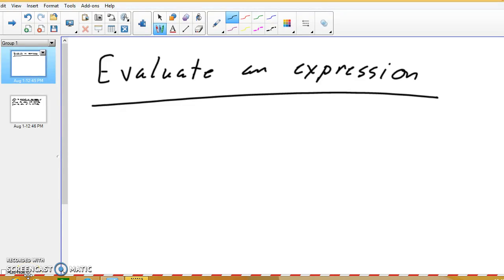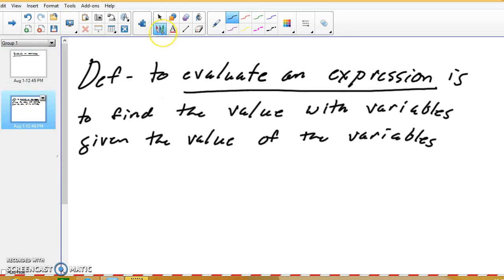In this lesson, we're going to learn how to evaluate an expression. Specifically, we're going to evaluate expressions which have variables in them when we have the given value of that variable. So, by the end of this lesson, that is what we should be able to accomplish.